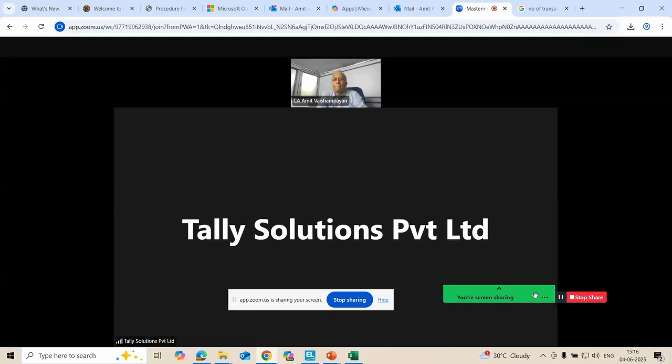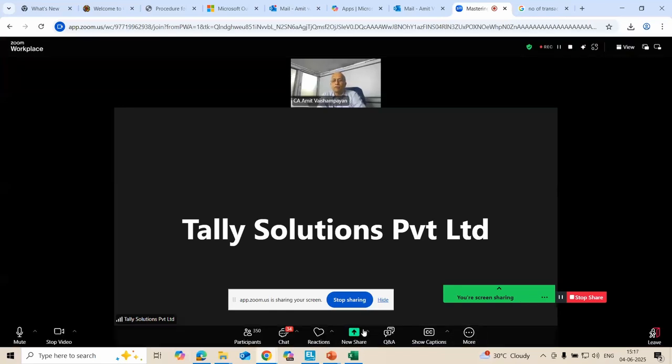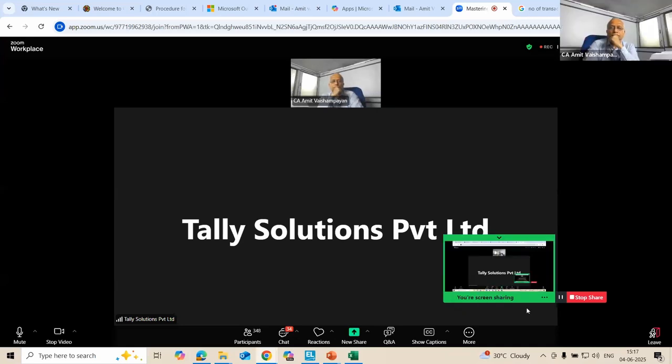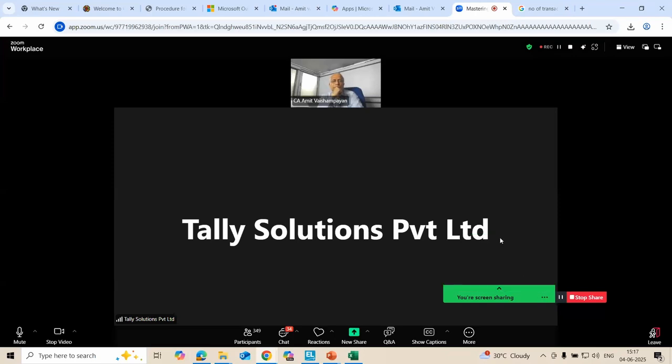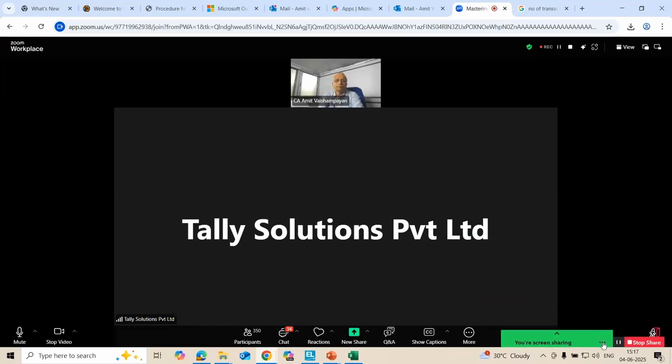The screen is the Zoom screen. You can hide the banner where you can see Zoom is sharing your screen, stop sharing or hide. You can hide it. And also the green one, you are screen sharing. That can be in the corner so that it doesn't disrupt the flow. You can go to the Tally screen, sir.